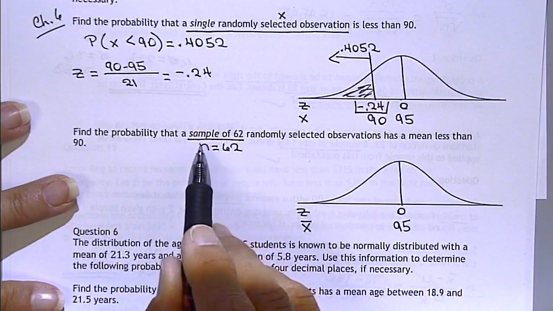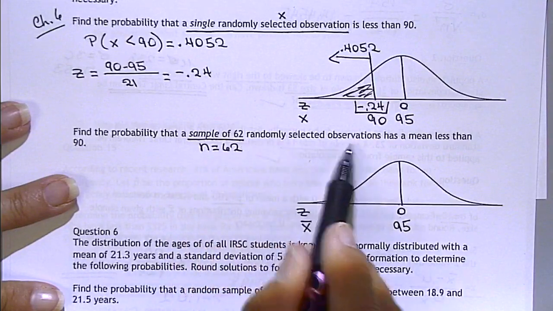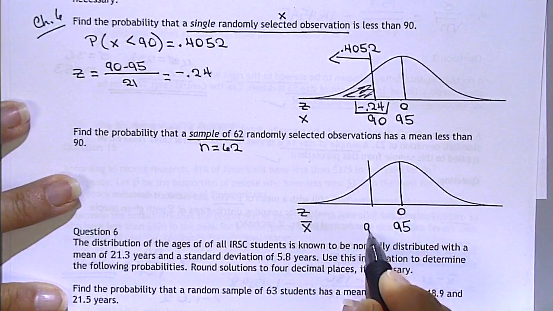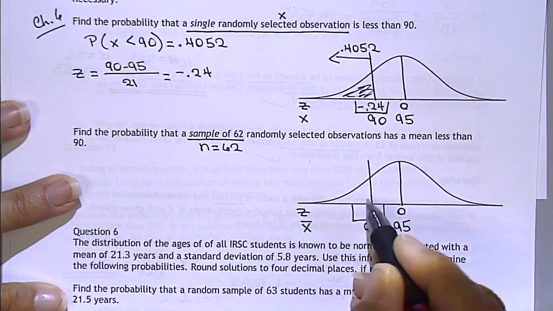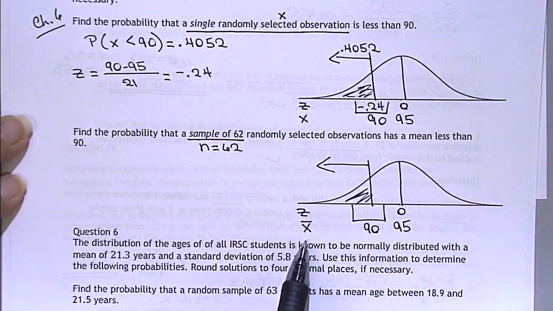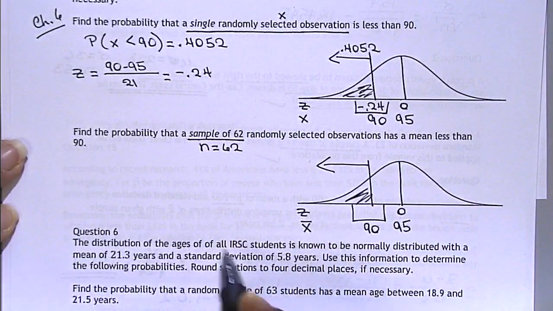They want to know the probability the random sample of observations has a mean less than 90. Well, sample mean less than 90. Looks the same, doesn't it? My graph looks exactly the same except for its x bar here instead of x. So how do I calculate it?